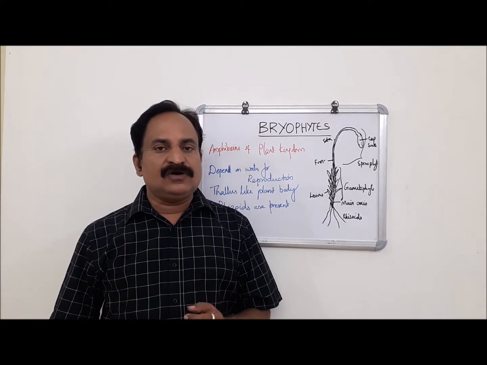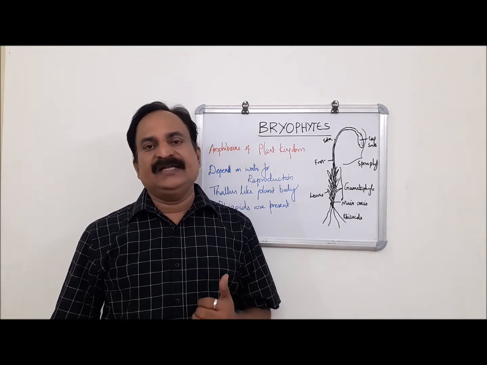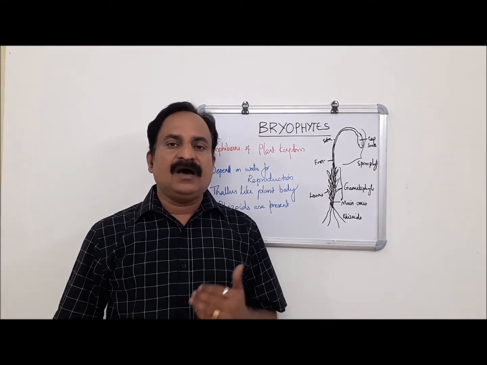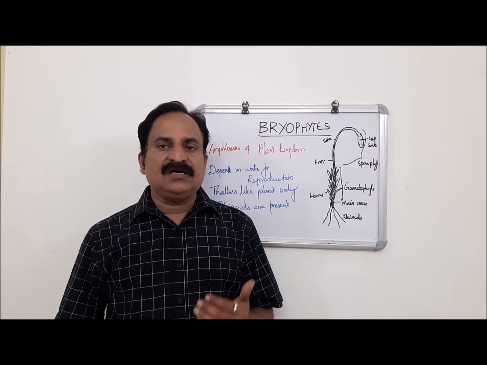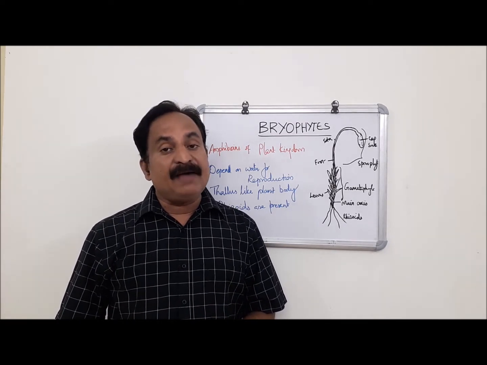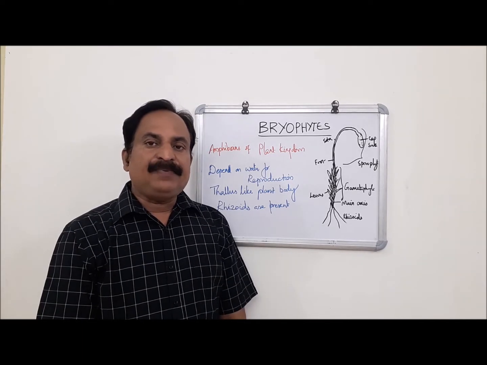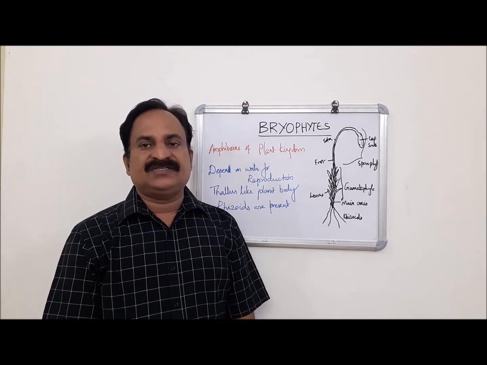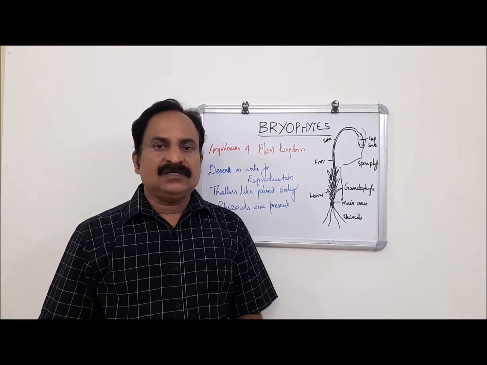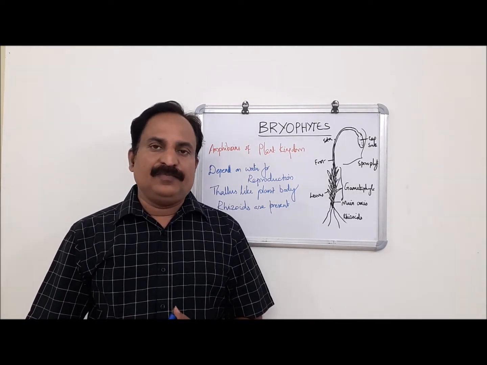Bryophytes are also called amphibians of the plant kingdom because these plants can live in soil but are dependent on water for sexual reproduction. They usually occur in damp, humid and shaded localities. They play an important role in plant succession on bare rocks or soil. Next we can see the general characters of bryophytes.